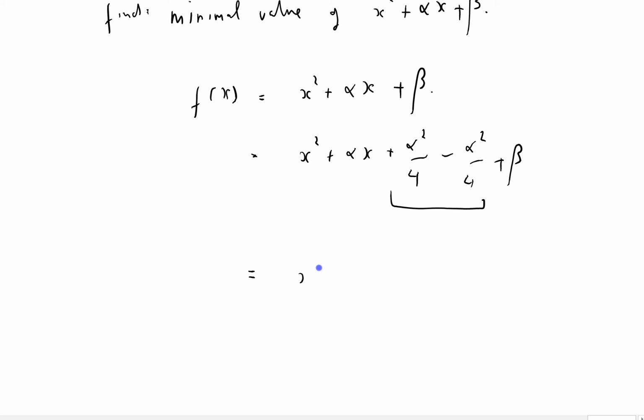We've got two components here. This one is always non-negative, and this one's a constant. So we know that f of x, which was this quadratic here, equals beta minus alpha squared over 4 plus something non-negative. Therefore, f of x is greater than or equal to beta minus alpha squared over 4 for any value of x, which is quite an interesting and useful observation.